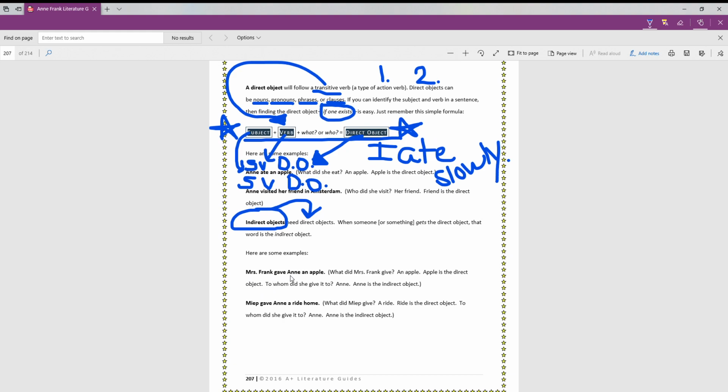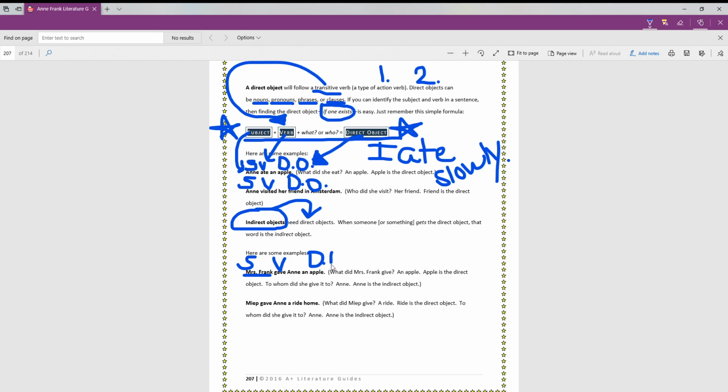Mrs. Frank gave Anne an apple. So let's go back to our formula. Where's the subject? Mrs. Frank. Okay, subject. And I would suggest you guys write this down real quickly. It's super short. Mrs. Frank gave Anne an apple. Write that down. The action verb is gave, and we're not sure if it's transitive yet. It has to have a direct object. What did she give? Did she give Anne or did she give an apple? Hopefully you guys would say she gave an apple, right? So that is the direct object.